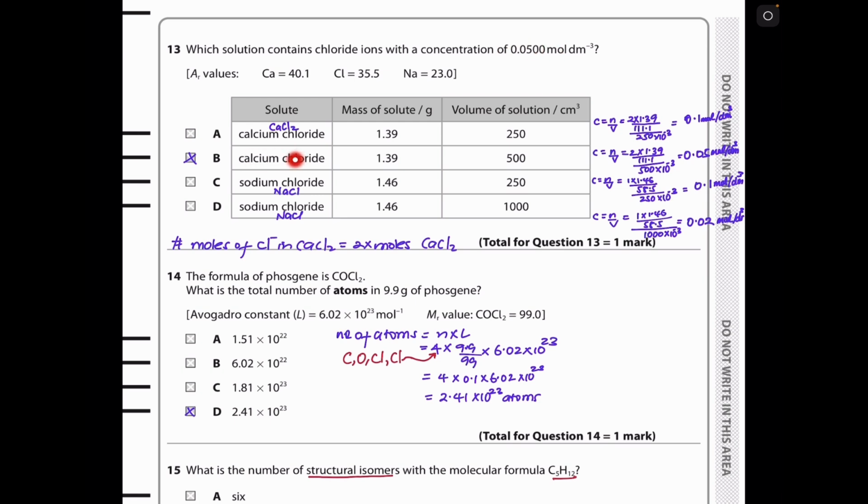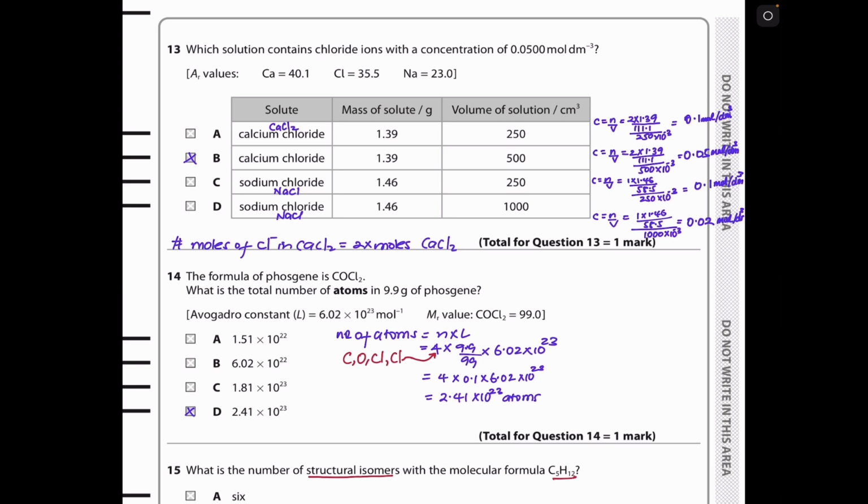When we go to calcium chloride, still it's going to be twice, so concentration is number of moles over volume, which is 2 times 1.39 divided by 111.1 divided by 500 times 10 power negative 3, and this gave me 0.05 mole per decimeter cubed, which matches with that.